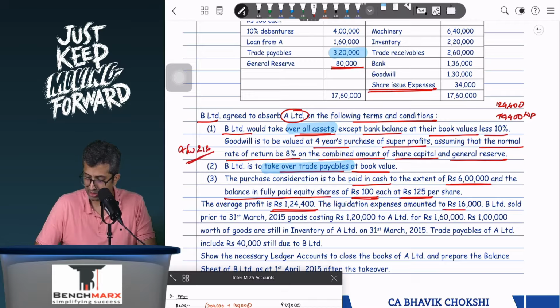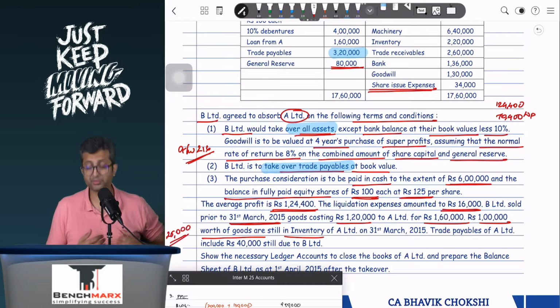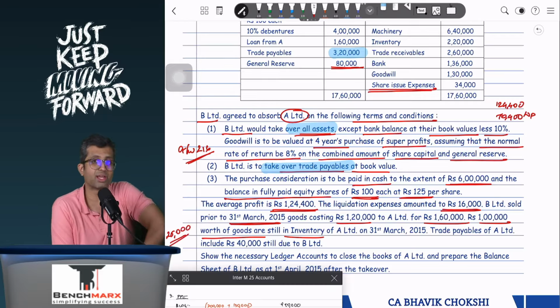The liquidation expenses amounted to 16,000. B sold goods prior to 31st March 15 costing 1,22,000 to A for 1,60,000. So 40,000 is the profit. 1 lakh worth of these goods are still in inventory. So you'll have to find out how much of these goods are still unsold and the unrealized profit. So basically 40,000 divided by 1,60,000 into 1 lakh, that's a 25% profit margin. I will say 25,000 of the profits are unrealized. This is 40,000 of profit on the base of 1,60,000 and only 1 lakh worth of goods are unsold.